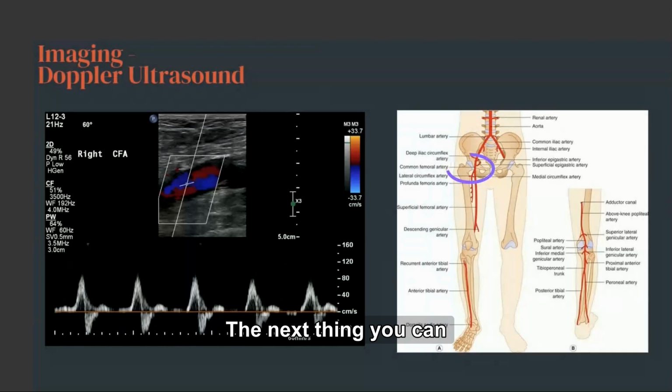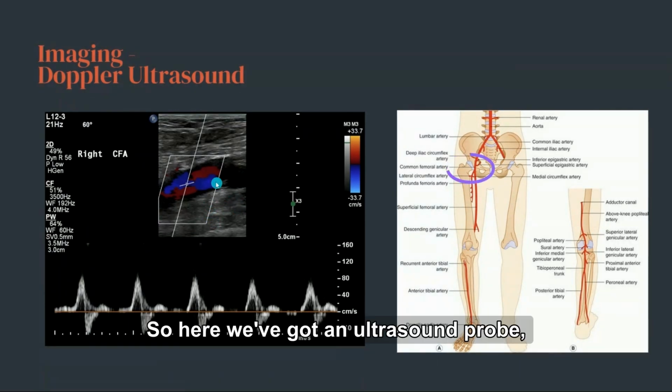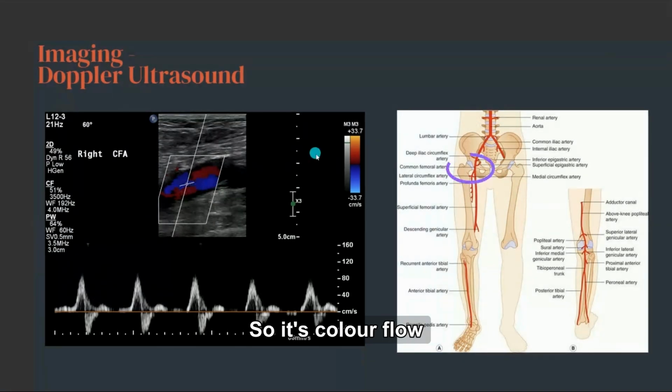The next thing you can do is Doppler ultrasound. So this is a good investigation, good screening. It's non-invasive, but it gives you a lot of information about the artery. So here we've got an ultrasound probe, and this is Doppler flow, so it's color flow through the artery, okay? And it's giving you this waveform.